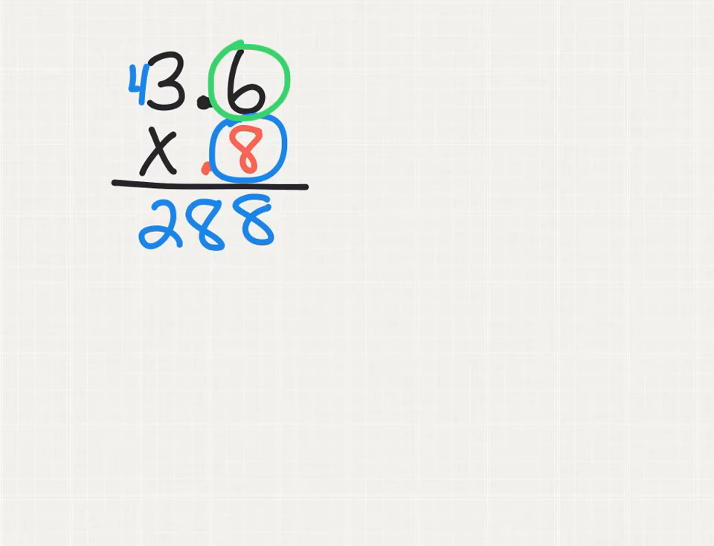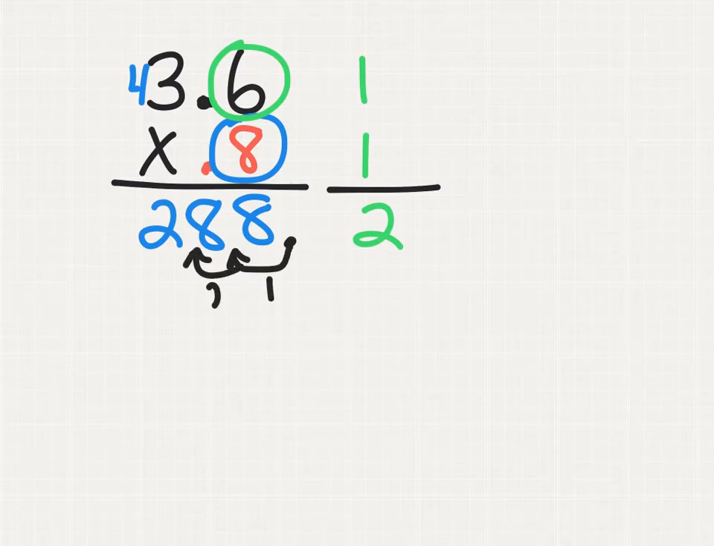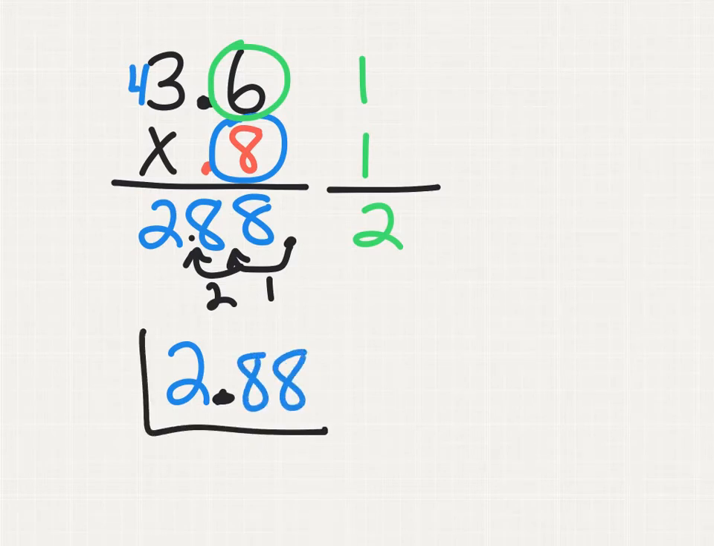So the 6 is to the right, so there's 1. The 8 is to the right of the decimal in 0.8, so there's another one, which means my product must have 2 digits to the right of the decimal. So if the decimal in 288 is here at the end, I need to move it in once, twice, so that my product is 2.88, or 2 88/100ths.